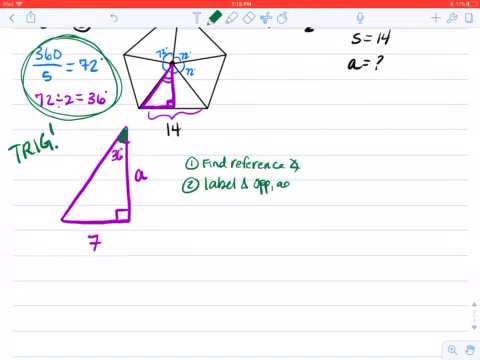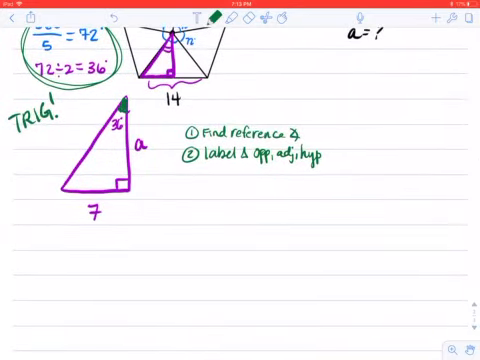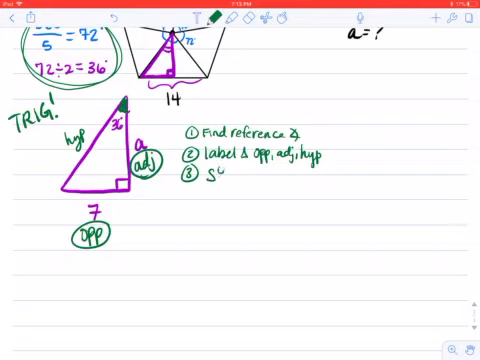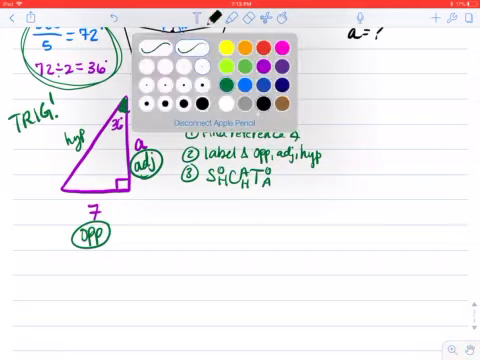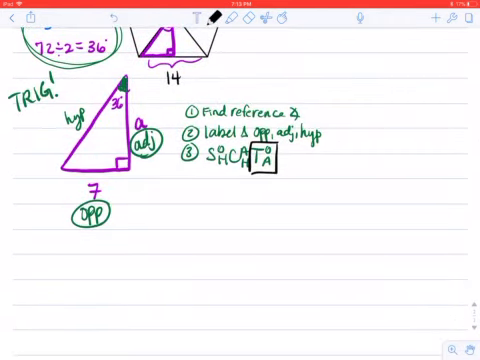Next, label the triangle: opposite, adjacent, hypotenuse. Does this ring a bell? I hope so. 36 is our reference angle. So this is opposite, this is adjacent, this is hypotenuse. We don't care about hypotenuse because we're given the 7, we're trying to find the apothem. Now, figure out which one uses those two. So, SOH CAH TOA. Which one uses O and A? Tangent.